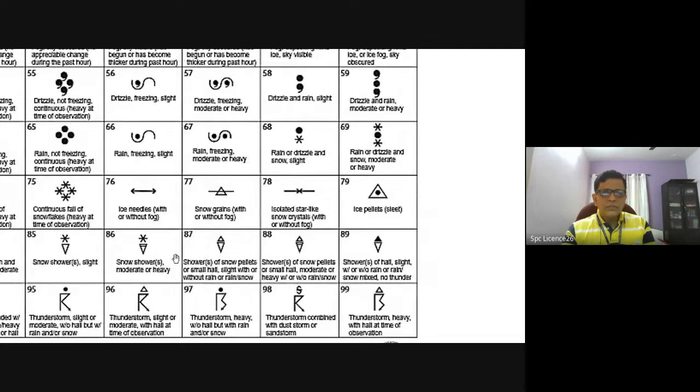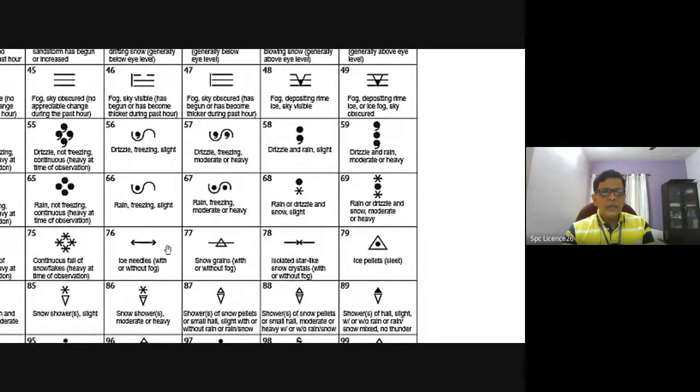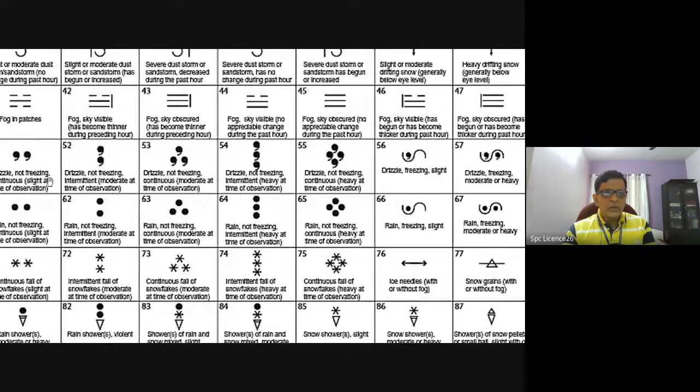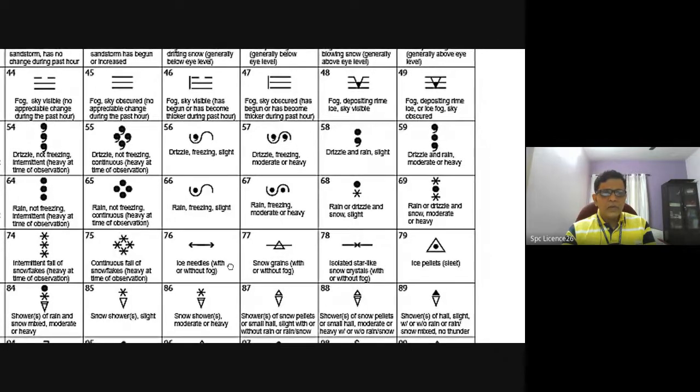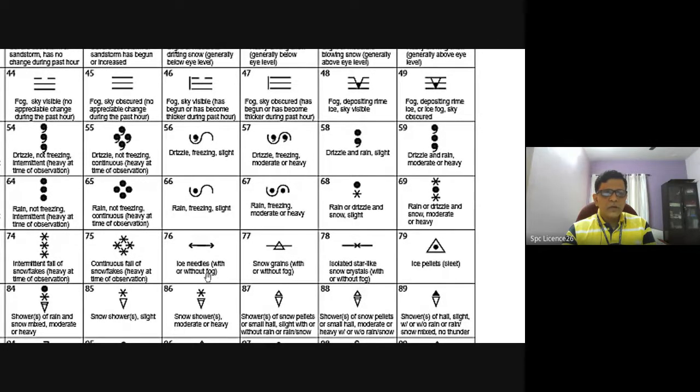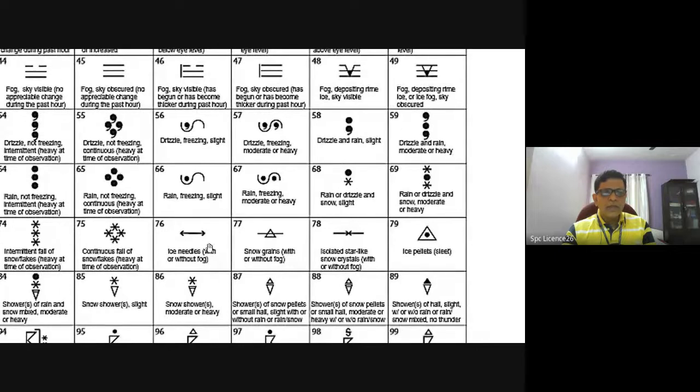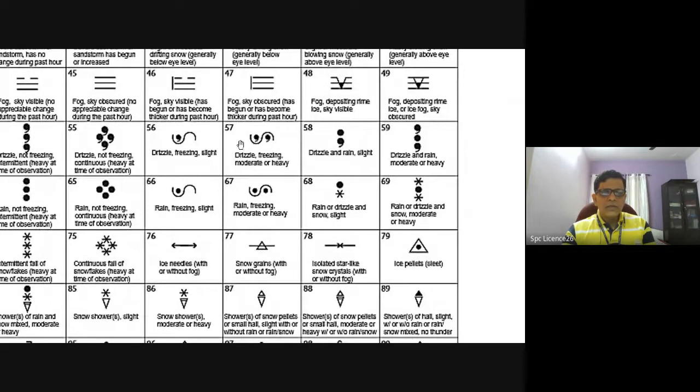Once again, you'll see a continuation of what we had seen earlier: drizzle, freezing, slight; rain, freezing, slight. Till here it was not freezing: not freezing, not freezing, not freezing. The moment you have this S shape, it's going to be slightly freezing. And then with or without fog, ice needles have come up here as such. Drizzle, freezing, moderate. Freezing but moderate, it has increased the intensity again.